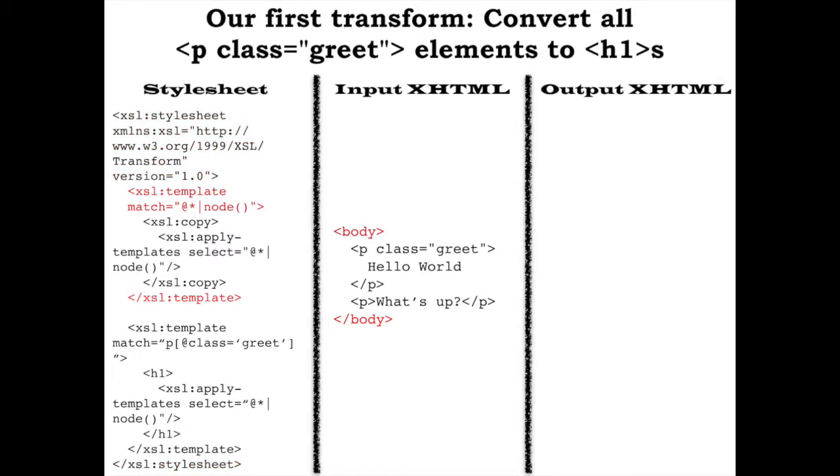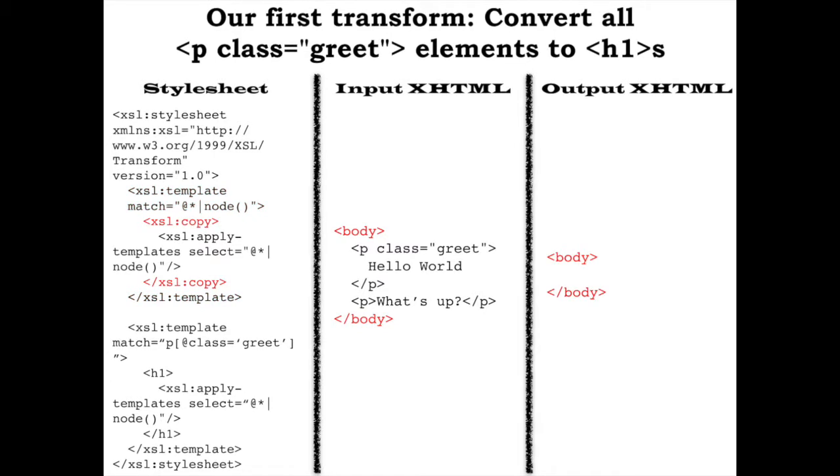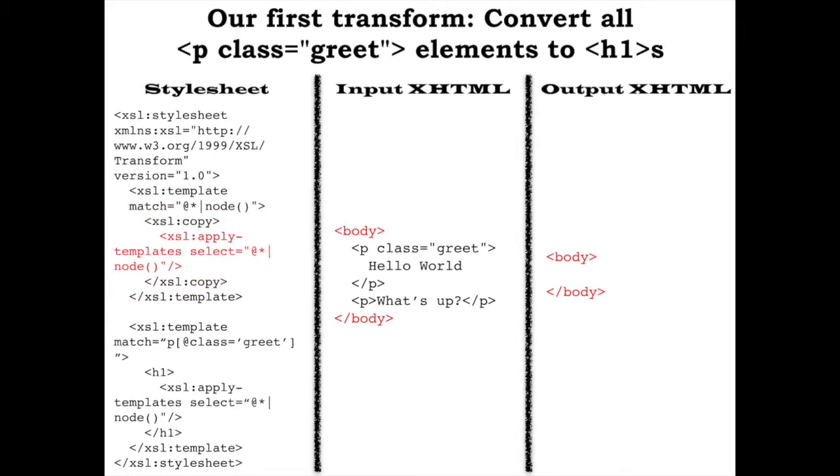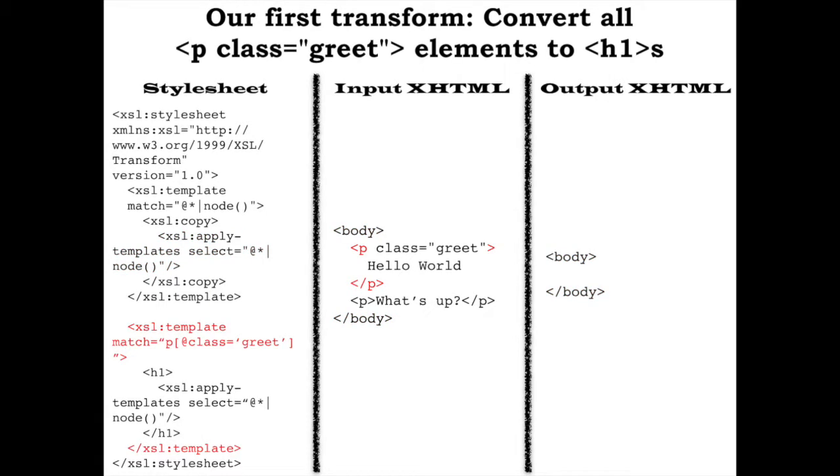So we start with the style sheet. First step, we hit the body element, which is the first element, and that matches our identity, but it doesn't match the second one because it's not a paragraph with the class of greet. So we match the identity, we copy it, we apply templates. So there's no attributes on body, so we go right down to the children, and the first thing we hit is our P class greet. Now here's where things change. That does match our identity template, but it matches more specifically the template that says match Ps with a class of greet. So it's going to do something different.